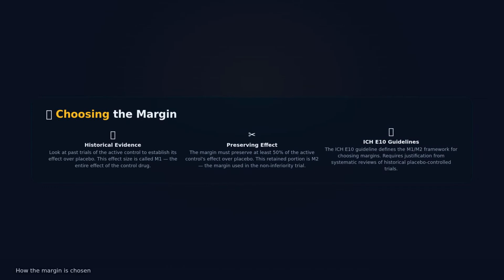accept a margin of 10%, meaning the new drug must cure at least 80% to be considered non-inferior. Choosing the non-inferiority margin is one of the most debated aspects of these trials. The margin must preserve a meaningful portion of the old drug's effect over placebo. Statisticians look at historical trials of the active control to establish its effect size. Then they choose a margin that retains at least half of that effect. This is called the M1 and M2 approach from ICH-E10 guidelines. M1 is the entire effect of the active control over placebo. M2 is the smaller margin used in the trial that preserves most of that effect.